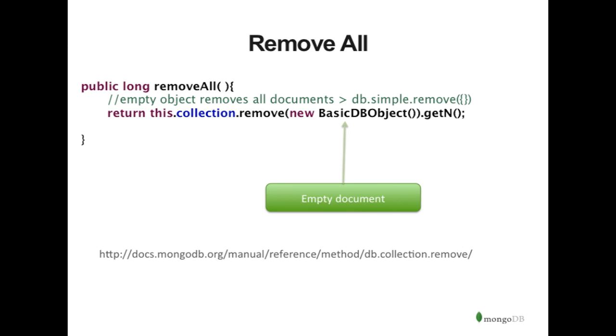Now, if we want to just remove all, the simplest thing that we can do is basically just remove everything with an empty DB object. That can be achieved by this instruction, where we call the collection, call the remove function, and we just send it a simple remove object which is completely empty.